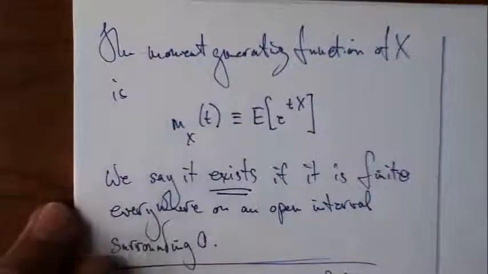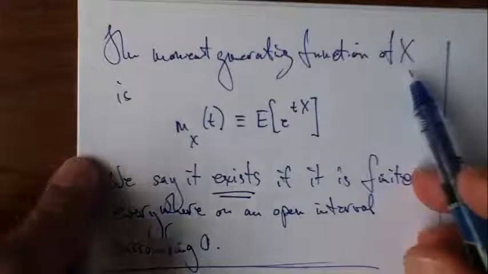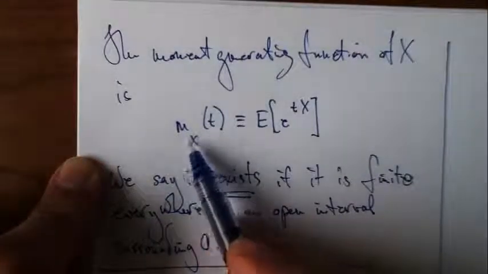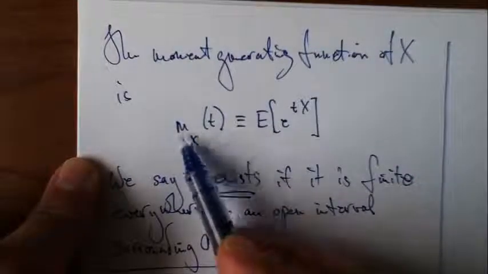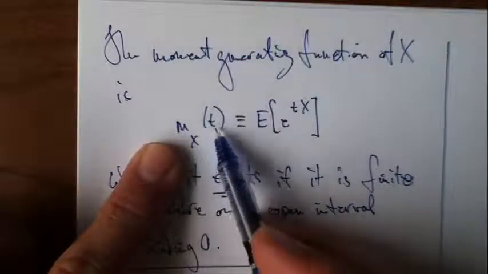Moment generating function of x. The moment generating function of a random variable x is defined to be this, okay? I use, and I think your book uses, little m. The function is called little m of t. It's a function of t.